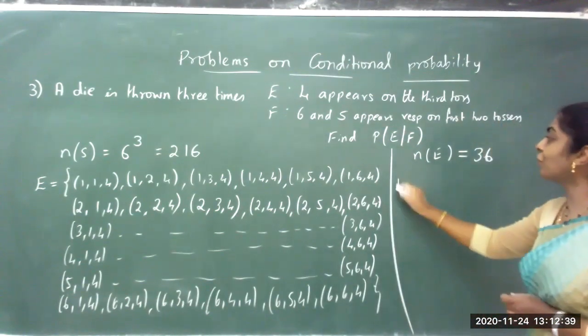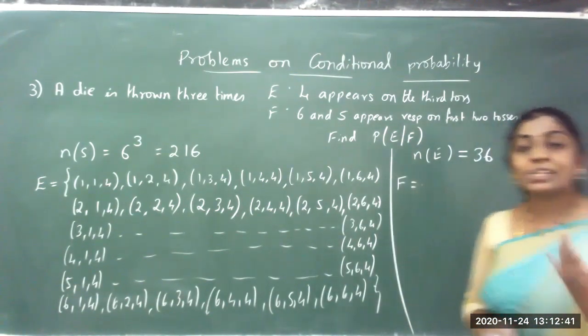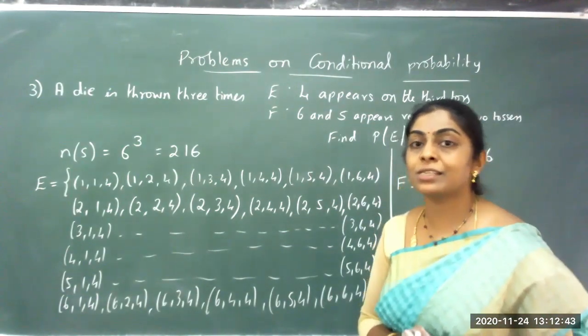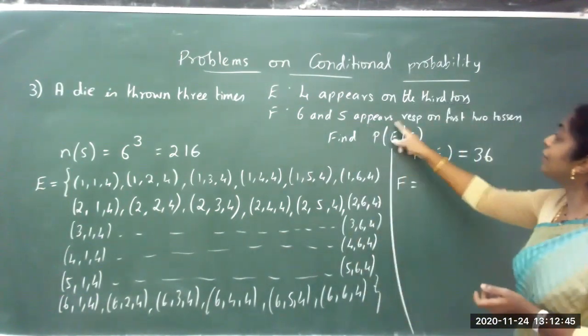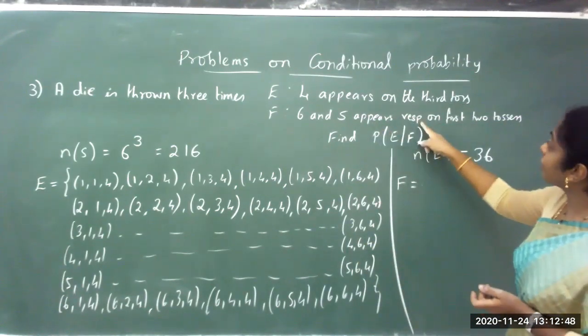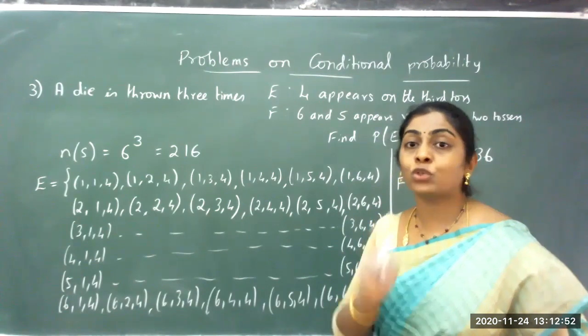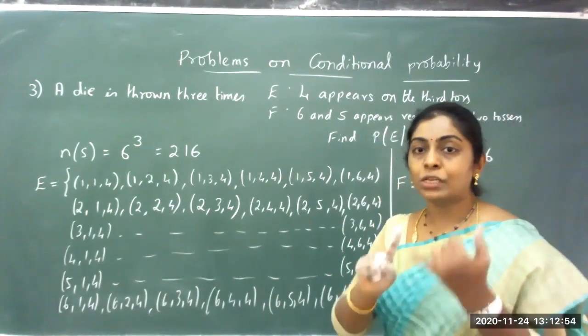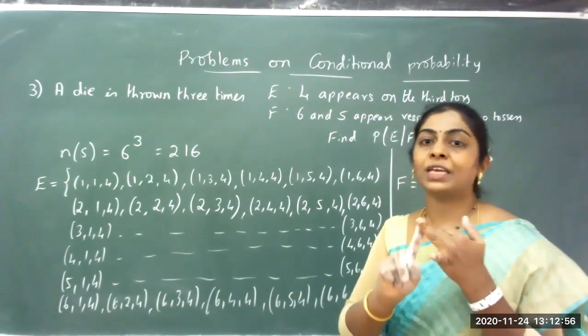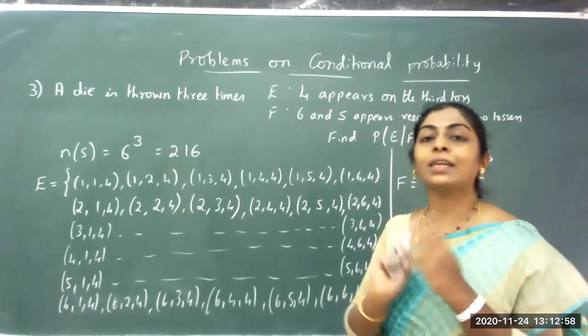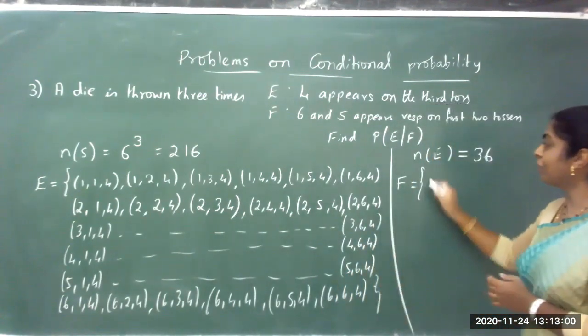Then F I have to consider. What is F? What is the next event defined? 6 and 5 appear respectively on the first two tosses. So 6 in the first die, 5 in the second die, whereas the third die can go on changing. What are the possible cases?